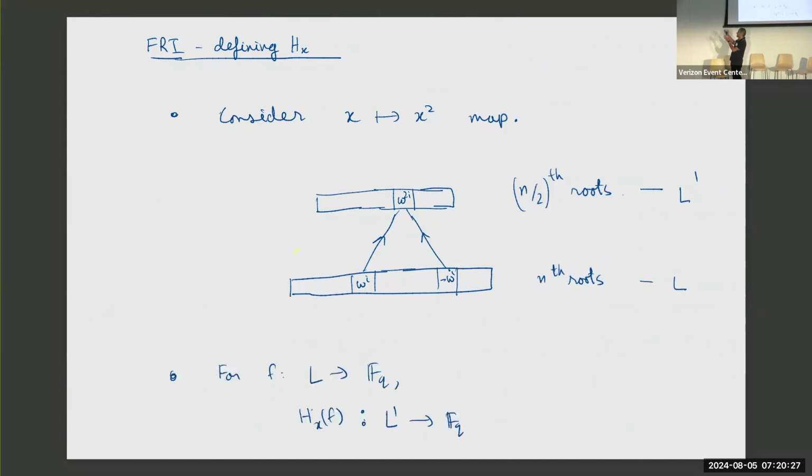And so now the syntax of what h_x looks like. h_x of f is going to be a map from L prime to F_q. L prime I call the n over 2th roots of unity. So a function defined on the nth roots of unity is going to get hashed into a function defined on the n over 2th roots of unity. And this allows for the recursion, because the n over 2th roots of unity are just like the nth roots of unity. When you hash them, you'll get the n over 4th roots of unity and so on.